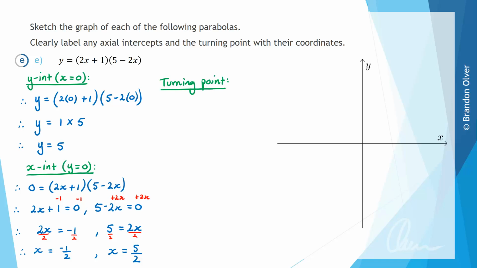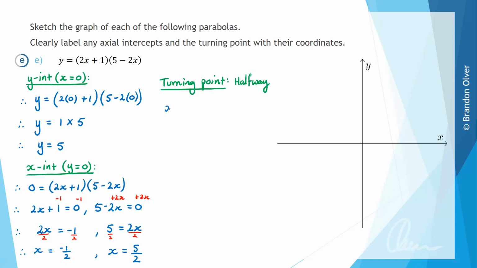The final thing we now need to find is the turning point. And in this example, I'm going to make use of the fact that we know that the turning point is halfway between the x-intercepts. So that's kind of like finding the midpoint of the two x-intercepts. So halfway between negative 1/2 and positive 5 on 2 is actually positive 1.